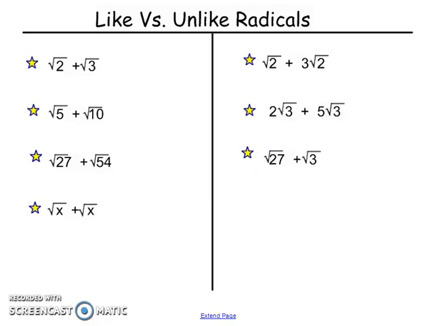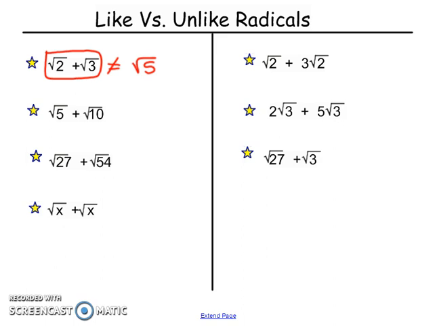When you're adding or subtracting radicals, no matter what the index is, you have to have the same index and the same radicand in order for them to be like radicals. So the square root of 2 and the square root of 3, we can't add those together. Okay, so it's not going to equal the square root of 5. You don't add them. It would just stay square root of 2 plus square root of 3.